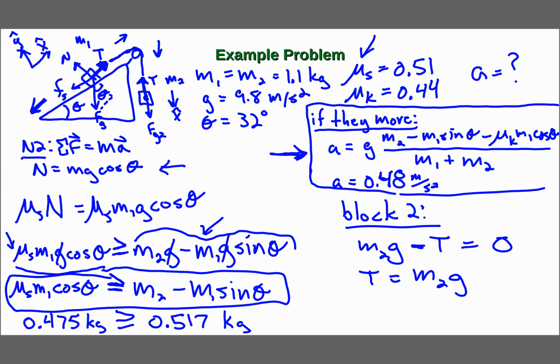By plugging in the numbers, and in this case I left it as M1 and M2, you can see that we could have simplified the math by canceling the masses because they're equivalent up here. But I want this example to be general, and in a question like this they wouldn't necessarily have to be equal, right? So in this case, we're saying 0.475 is greater than or equal to 0.517. This is a false statement, right? This one doesn't check out.